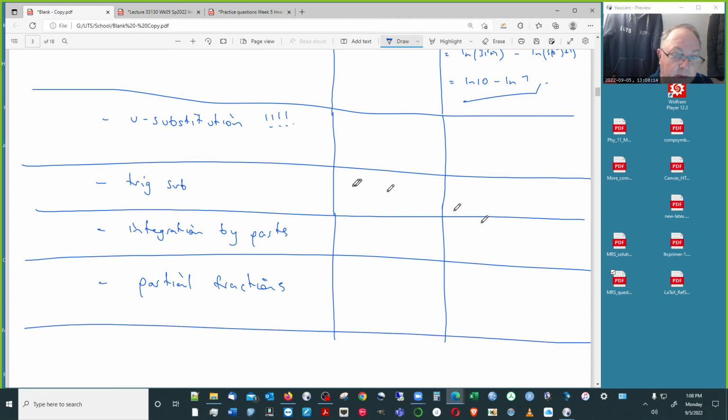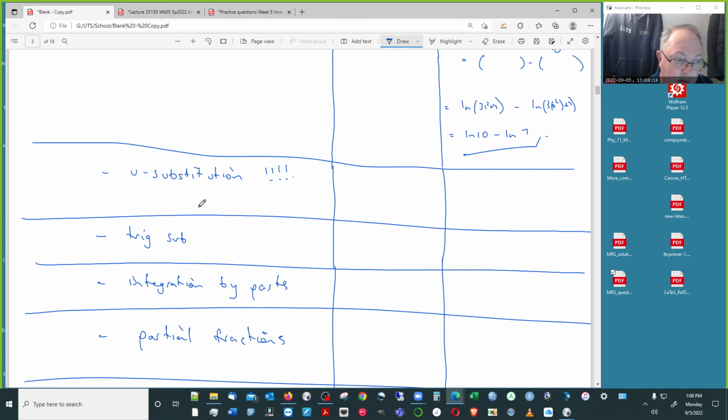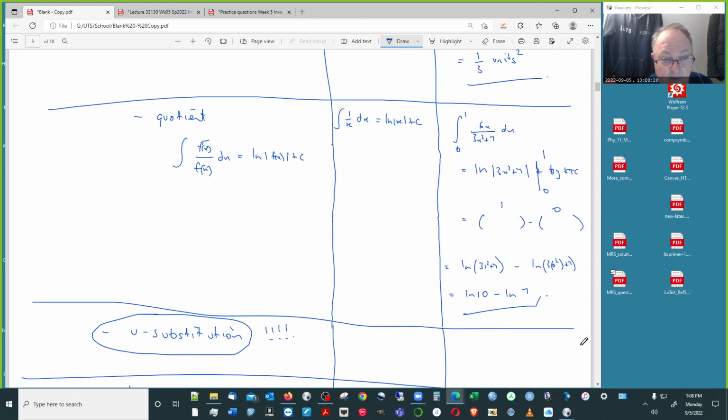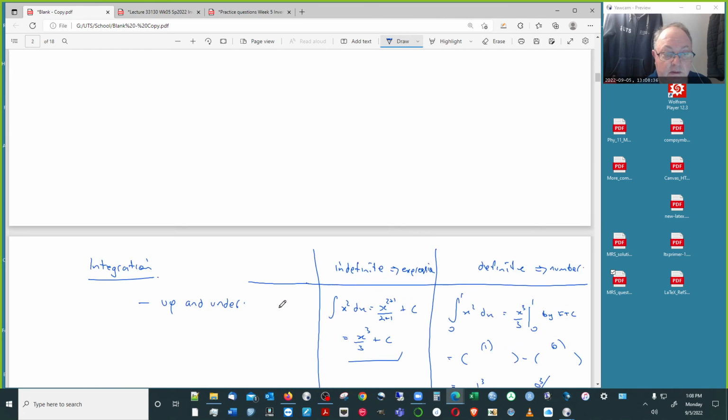Okay, but the most important thing, like I emphasised the chain rule with you, is this guy. U substitution is to integration what chain rule is to differentiation. Okay, so I will walk you through U substitution next week as well. And that's pretty much it, let's wind it up there.